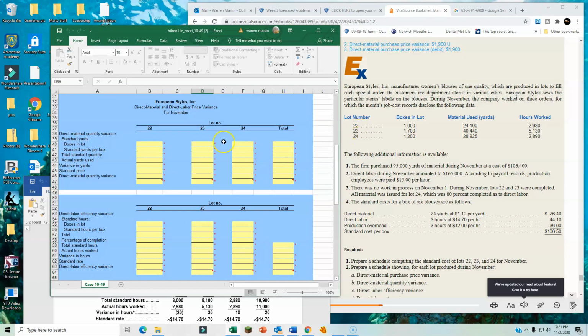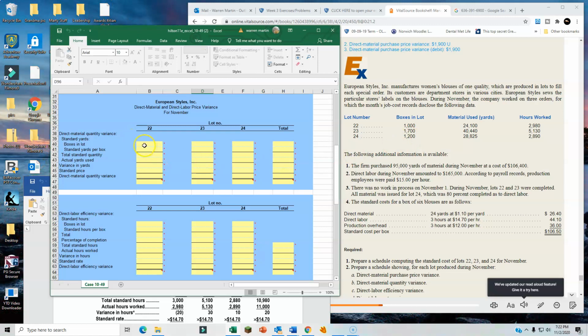We've got lots 22, 3, and 4, and the number of boxes that you have. So we can do it this way, and then of course you would add them up. Nope, I don't mean that. That's the wrong one. But anyway, those are the right boxes.